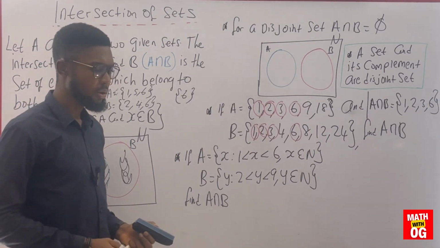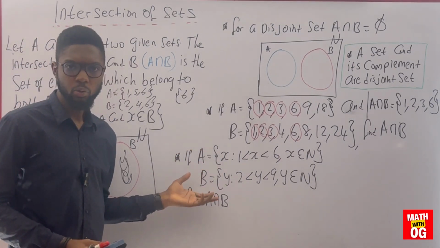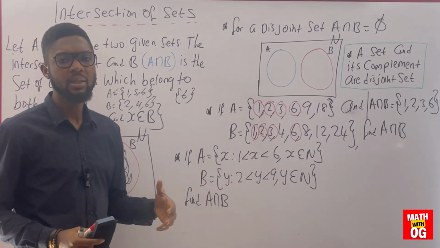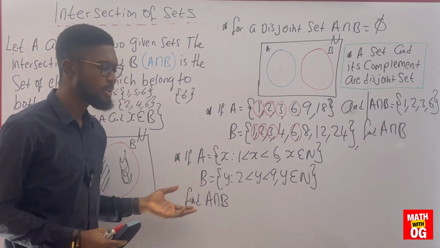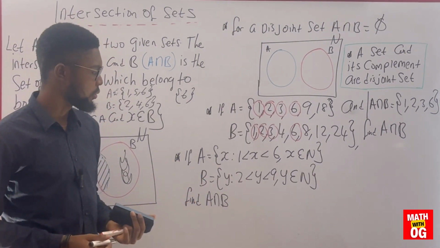Now let's move on to the second question. We're given set A and set B in rule method. Whenever you are given questions in rule method and you have to find an operation, it's advisable, it's normal, to change to roster method before you go ahead and solve the question.